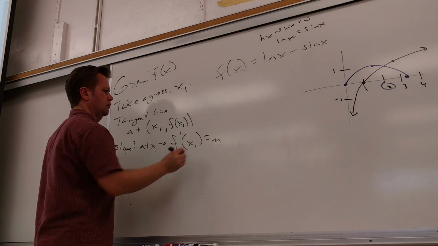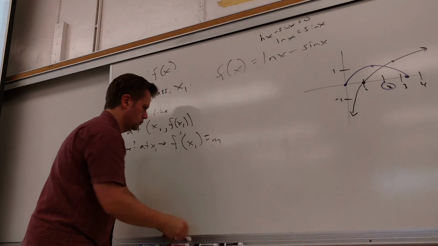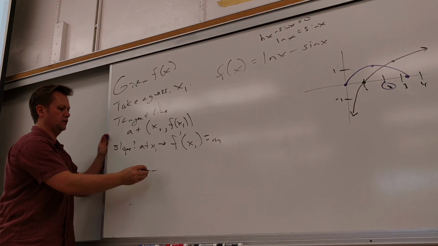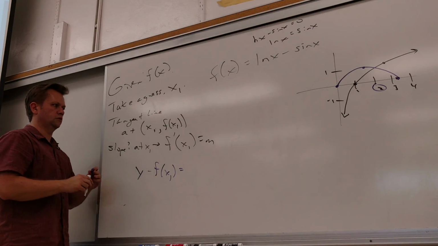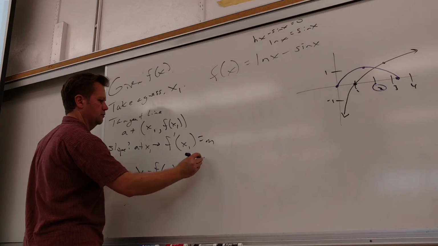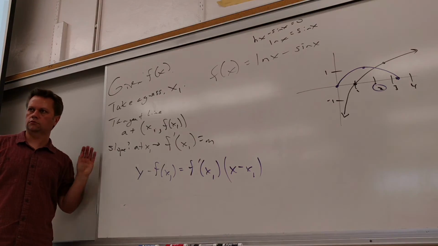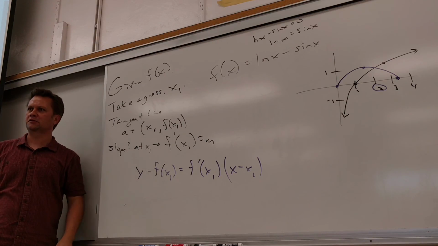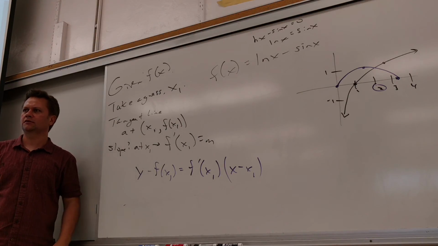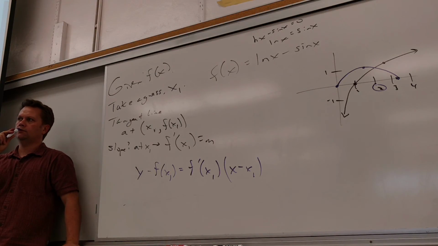So that's my m. This is my x1, y1. So what's the equation of the tangent line look like? y minus f of x1 equals m, which is f prime of x1, times x minus x1. I like it. Cool. So now find the x-intercept. Do it. That's the equation. The easy part now should be finding the x-intercept. So I left you the easy part. Just algebraic manipulation, that's all.